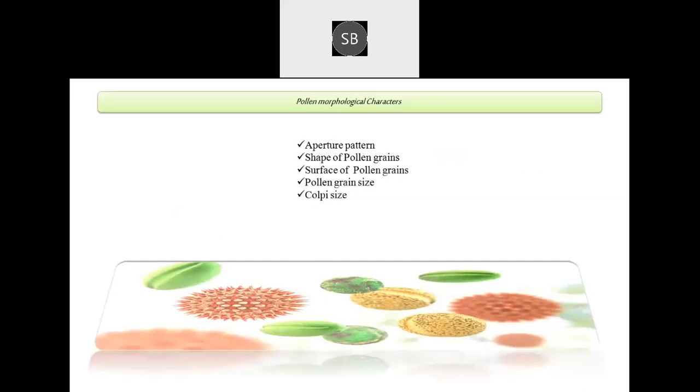Okay, now these are the pollen morphological characters: aperture pattern, shape of pollen grain, surface of pollen grain, size, and colpi size. Through these morphological characters, one can identify to which taxa the pollen grains belong.